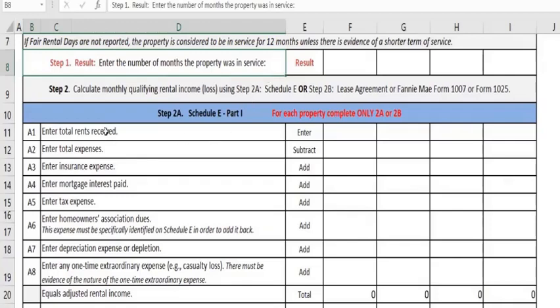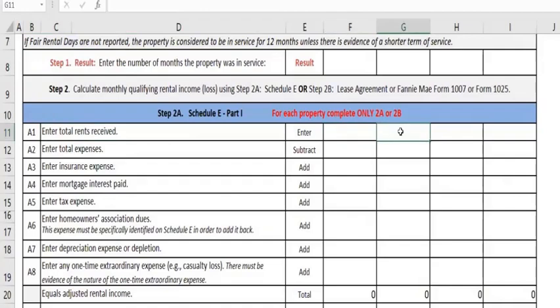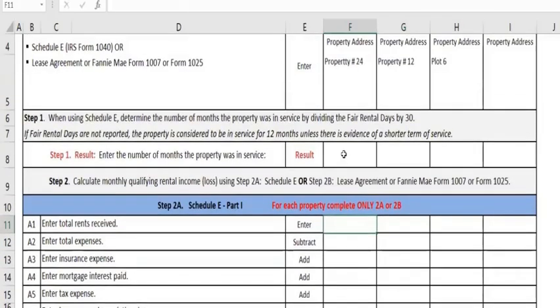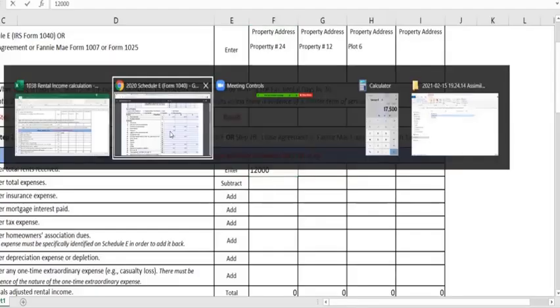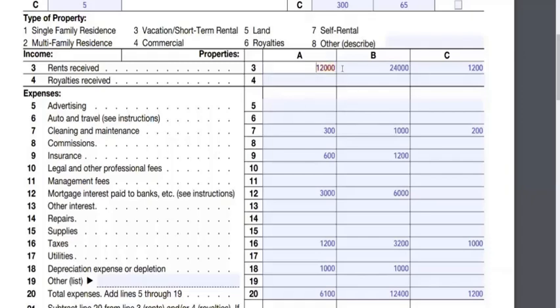Now let's come to this total. Here we are going to write the similar A, B, C, D. We have three properties here, A, B and C. Enter total rent received. What is the total rent received for property number 24? Remember, total rent received, it was 12,000. It was 12,000, yes, right?